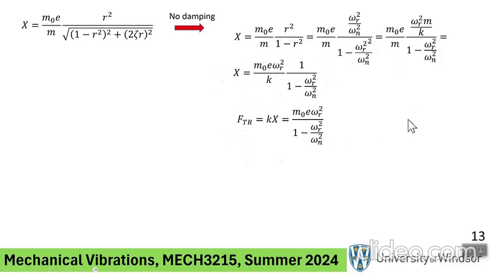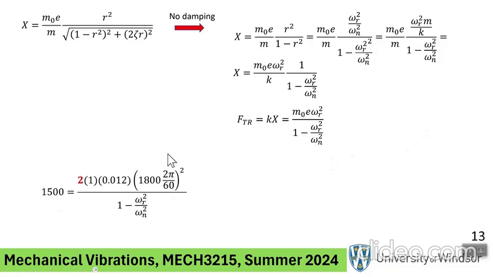Please notice that on slide 5, the expression for Ft was given. You can go there and plug in the value of zeta equal to 0, no damping. You come up with exactly the same expression. Here I found X, multiplied by K, I get the force. Okay? So what do we know here?